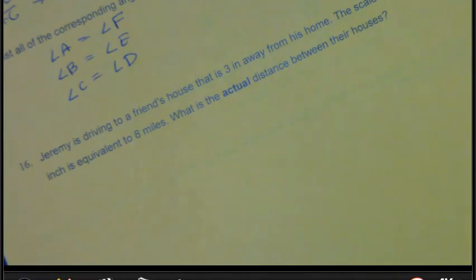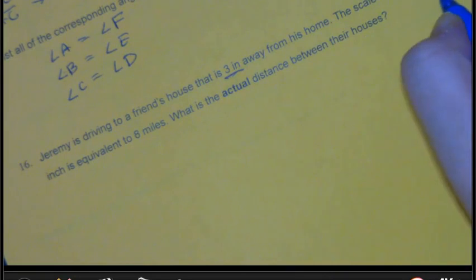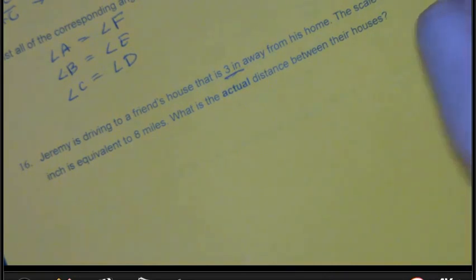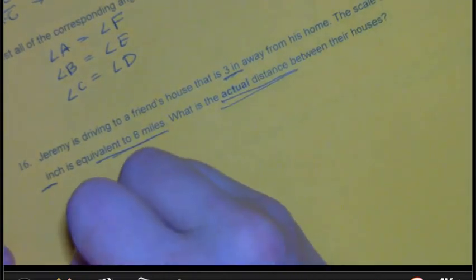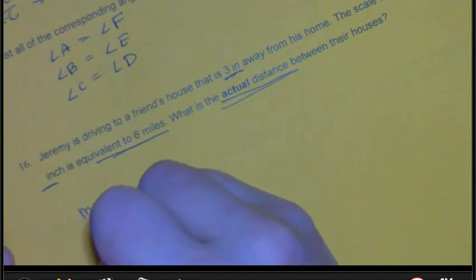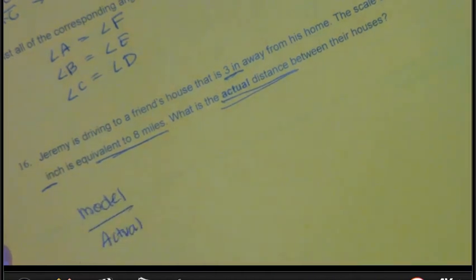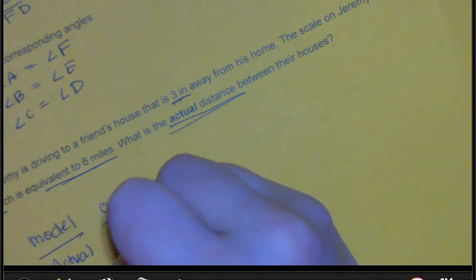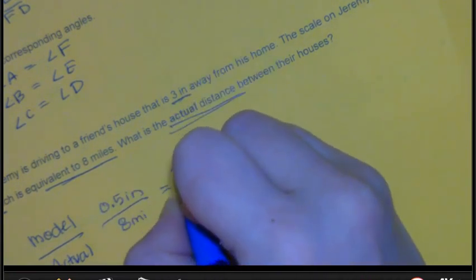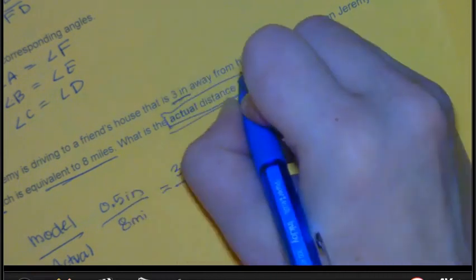All right, number 16. Jeremy is driving to his friend's house that is 3 inches away from his home. The scale on Jeremy's map is 1/2 inch is equal to 8 miles. What is the actual distance? Okay, so this sounds like a model over actual question again. So I see my scale right here is 1/2 to 8 miles. So I'm going to change that 1/2 to a decimal to give me 0.5 inch over 8 miles is equal to, and I know what it is on my map. I want to know the actual distance. So I want to know how many miles this is going to be.